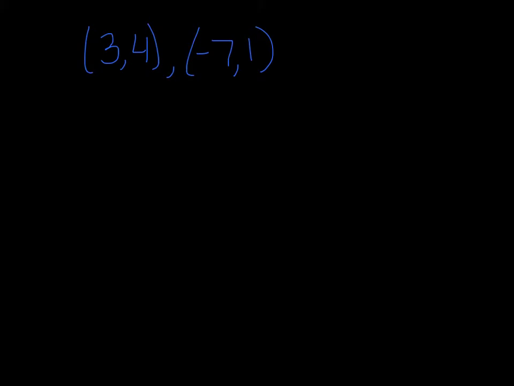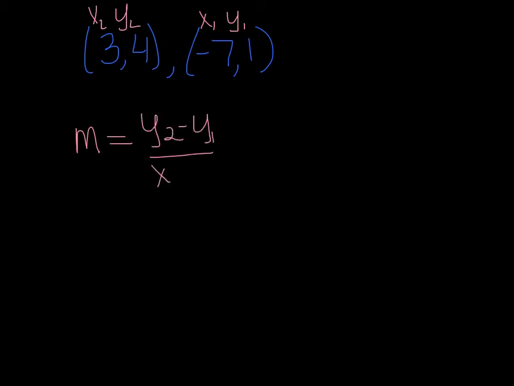So here's the first one. The first thing I would do with these is label them. This is going to be x sub 2, y sub 2, x sub 1, y sub 1. Remember, x always comes before y on this. So my slope is m equals y sub 2 minus y sub 1 over x sub 2 minus x sub 1.